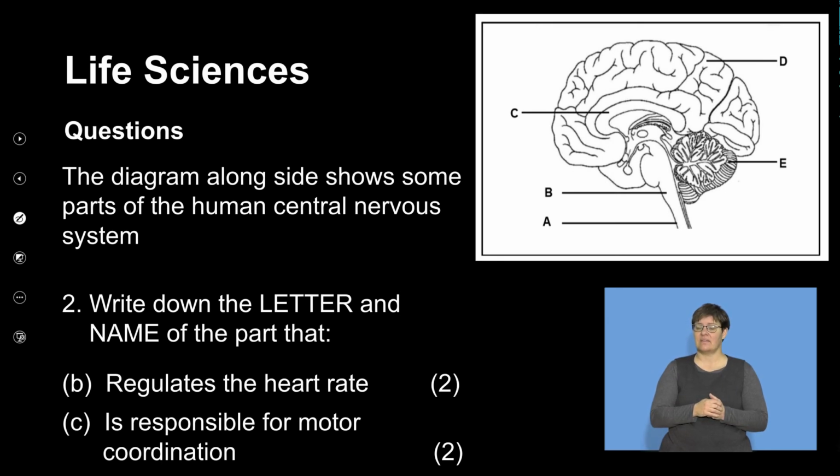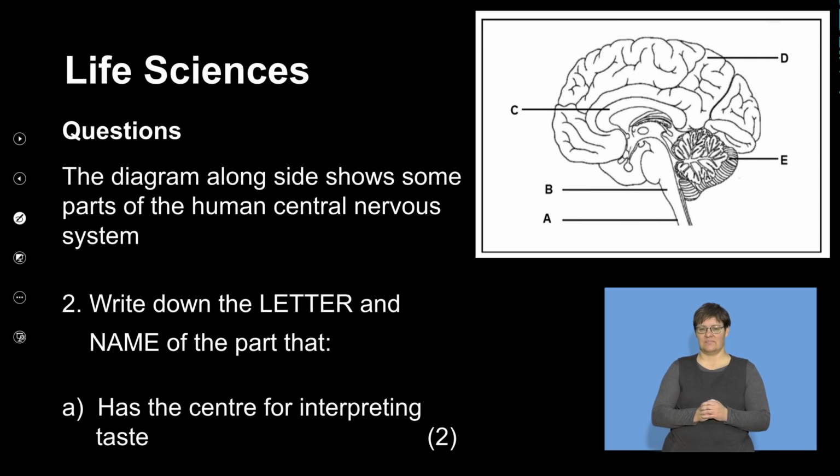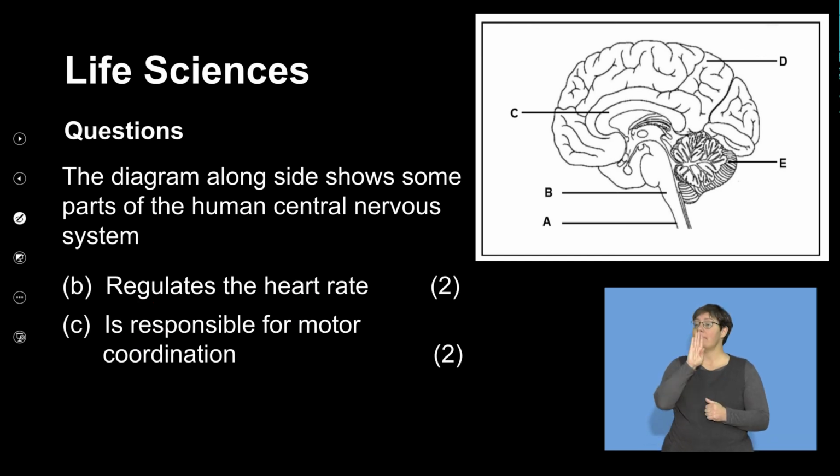Then number B for that. The second question is write down the letter and the name. Remember, you'll get a mark for a letter and you'll get a mark for the name. The first, 2A, you give the letter and the name that has the center for interpreting taste. Number B, the part that regulates the heart rate. Number C, the part that is responsible for motor coordination.